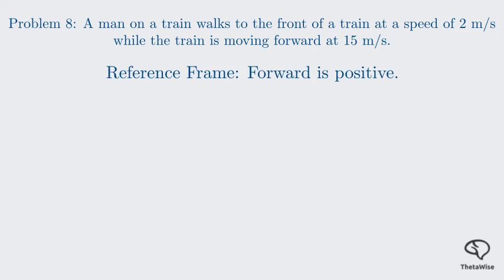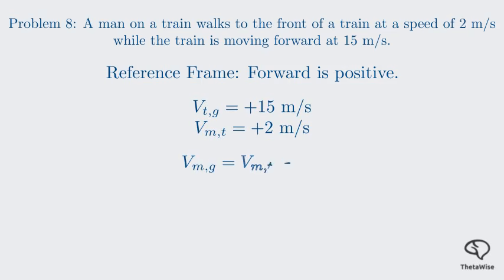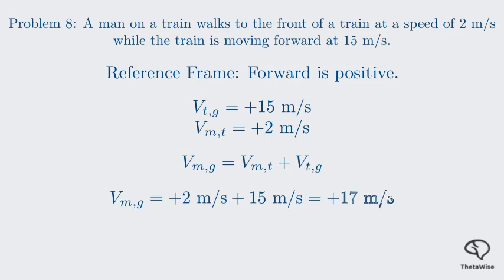The man is walking towards the front, so his velocity relative to the train will be positive. The train's velocity relative to the ground, v of tg, is positive 15 meters per second. The man's velocity relative to the train, v of mt, is positive 2 meters per second. We need to find the man's velocity relative to the ground, v of mg. Using our relative velocity addition formula, v of mg equals v of mt plus v of tg. Plugging in our values, we get v of mg equals 2 plus 15, which is positive 17 meters per second.